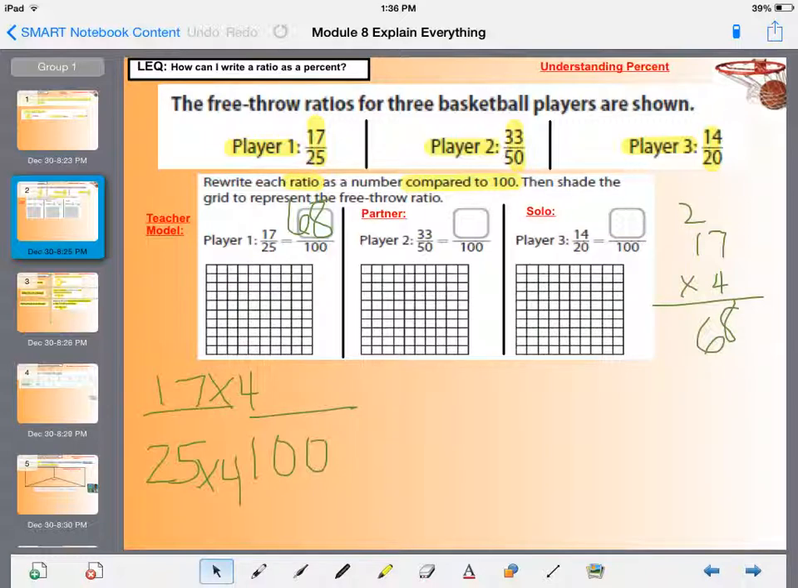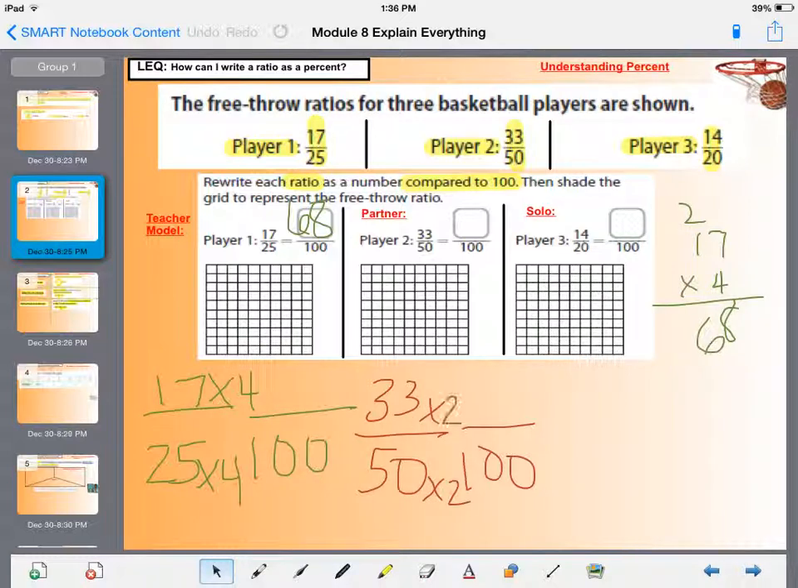For the second player, we have 33 free throws out of 50. Percent is always out of 100. We're going from 50 to 100. We know we're getting bigger, so we multiply times 2. And 33 times 2 is 66%.